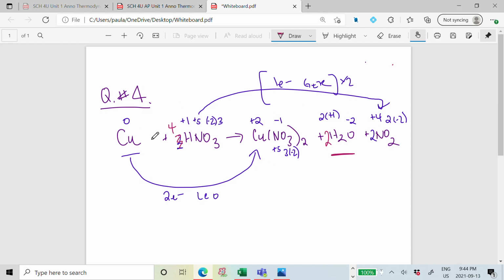That's a good sign. All the atoms are the same number on each side, so I'm pretty confident that this is balanced. I'm going to check my answer key. It's a little hard to read there, but I'm pretty sure that that is correct. Okay, so that one's done.